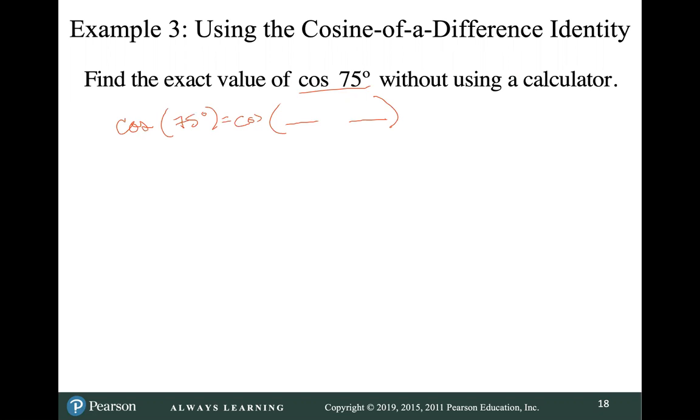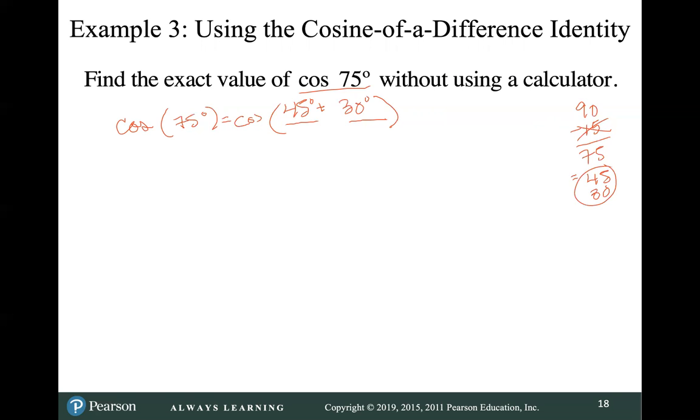75 is really close to 90. So I could do 90 minus, to get 75, it'd be 90 minus 15. 15 is not on the unit circle, so that didn't work. So let's try something else. Cosine of 75, so 75 can be written as 45 plus 30. Those are both unit circle angles, in degrees. So notice I took 75 and I kind of guess and checked until I found two unit circle angles that add or subtract to 75.